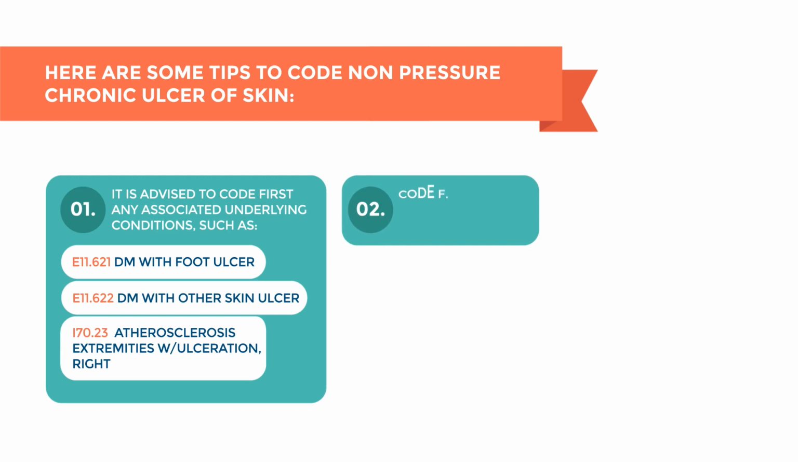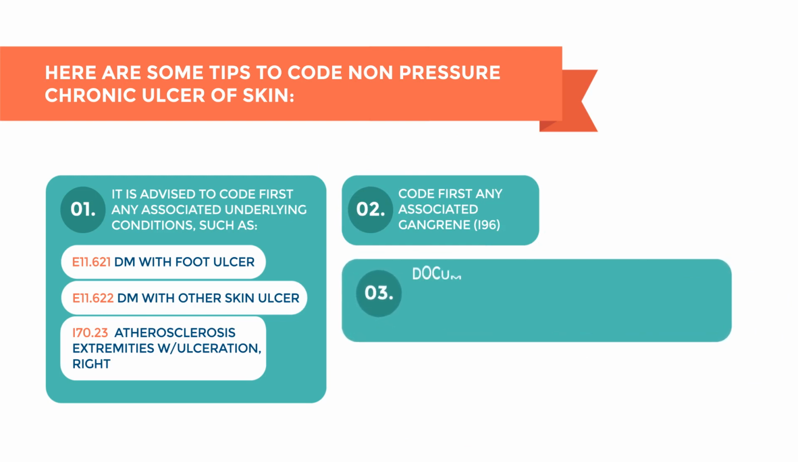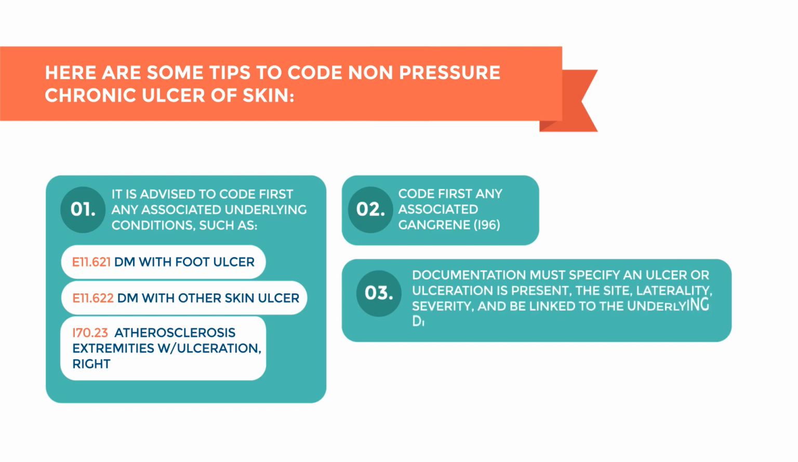2. Code first any associated gangrene, I96. 3. Documentation must specify an ulcer or ulceration is present, the site, laterality, severity, and be linked to the underlying disease or diseases if known.